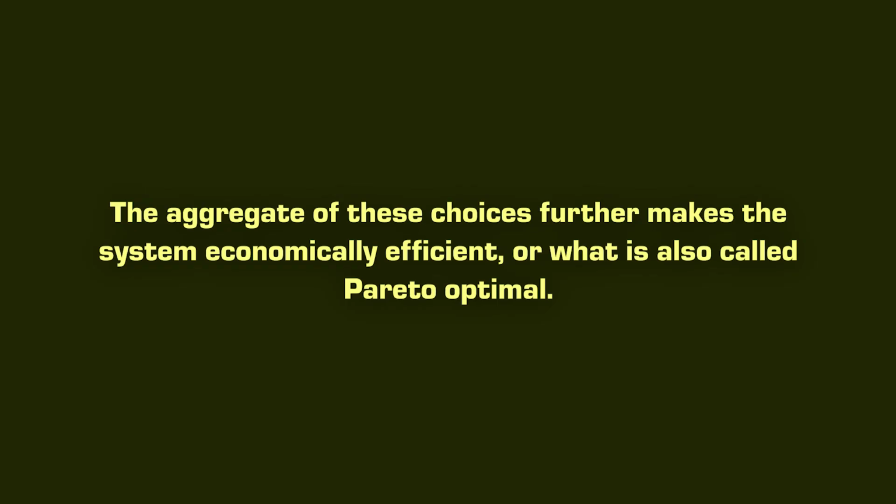The classical school of thought supported the ideology that the concept of invisible hand or free market economy and laissez-faire policy always works in tandem with the principle of Pareto optimality, which means that when the balance between demand and supply is disturbed and a price change occurs in the market, the consumers and producers always make their own decisions whether they should buy or sell the goods or not. The aggregate of these choices further makes the system economically efficient, or what is also called Pareto optimal.